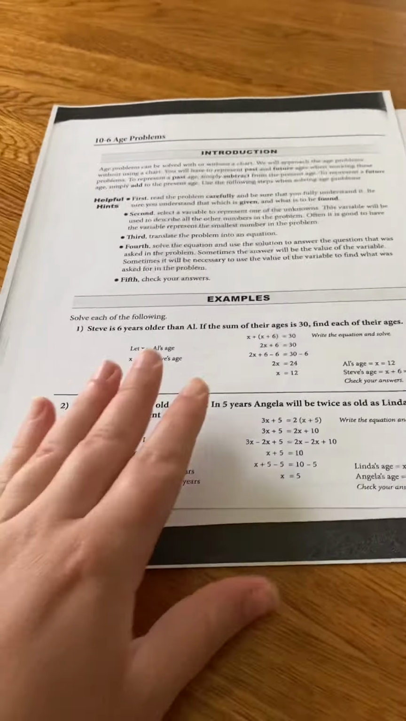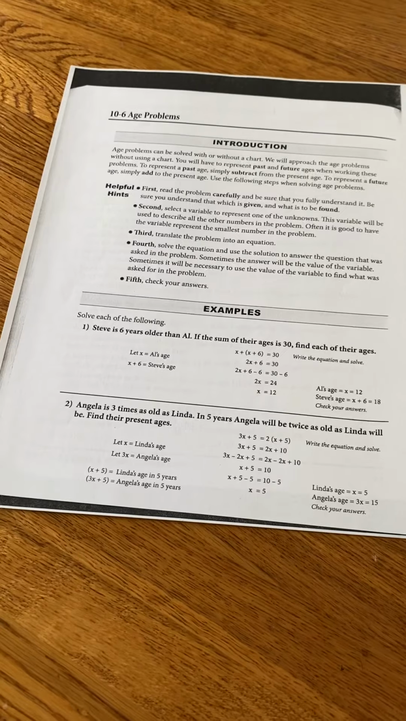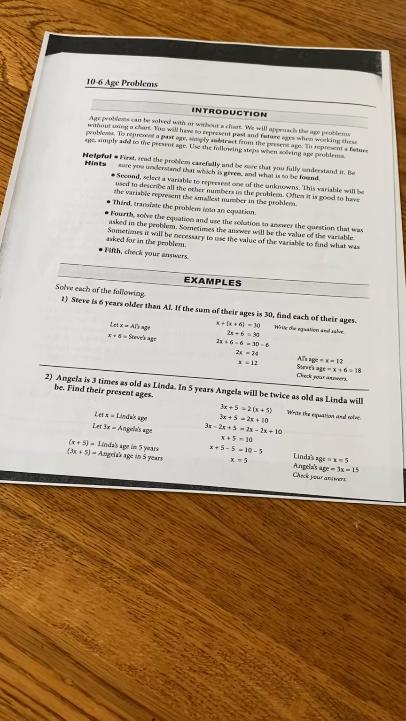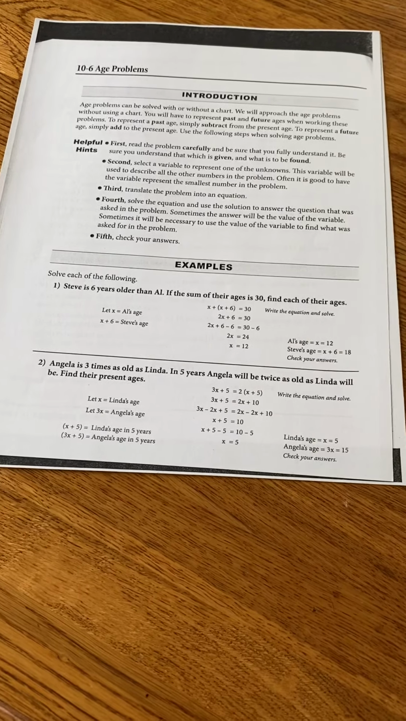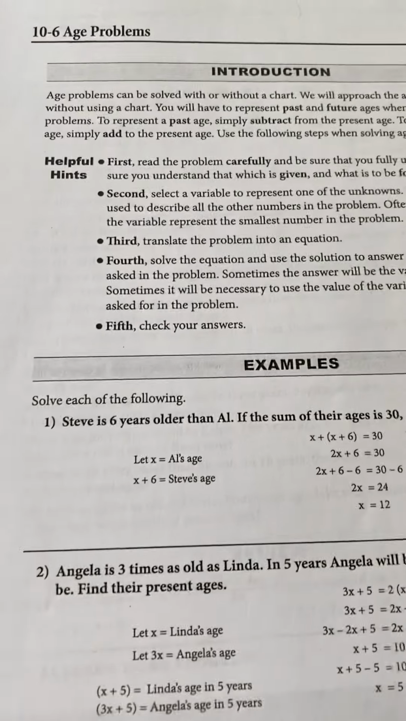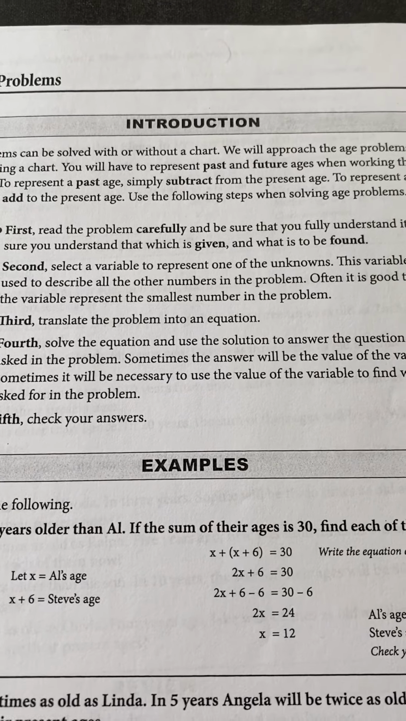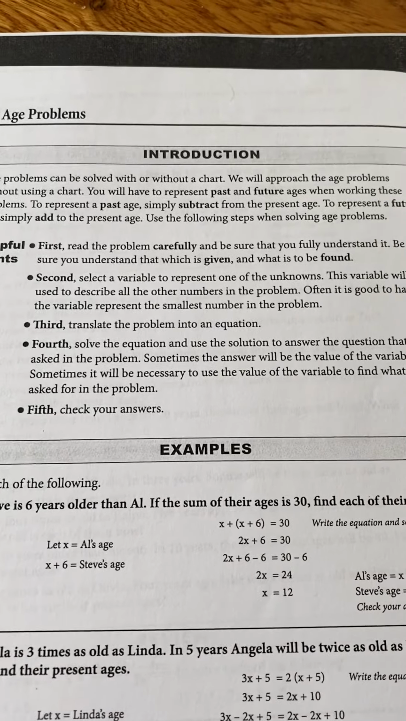Today we're going to be looking at 10-6 age problems. We've been working a lot on different types of word problems and how to break them down and go slowly, make charts, draw pictures, underline, and make sure we're knowing exactly what each problem is asking. Age problems can be solved with or without a chart. We will approach the age problems without using a chart.